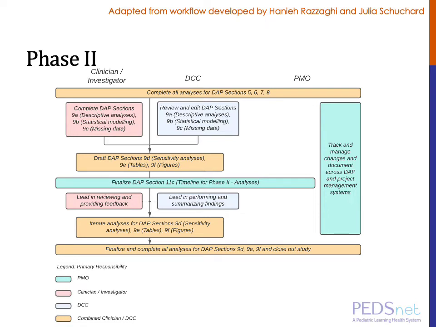It's expected that completion of these sections and the associated work would be iterative, and that the investigator would take the lead in reviewing work and providing feedback, and the data team takes the lead in actually executing the analyses and summarizing the findings. Once this material is complete, as well as the associated work, the study specification document should be finalized and the study is ready for study closeout.